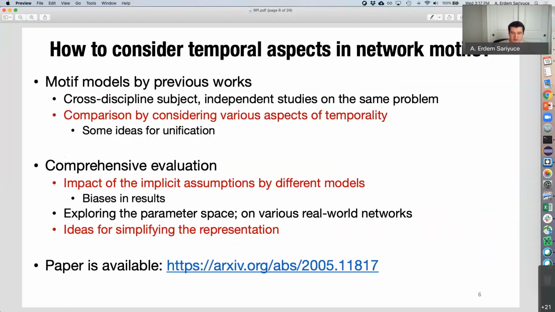In the second part, I'm going to introduce a comprehensive evaluation. One of the things we wanted to make sure of is whether the assumptions brought by a particular model in the literature introduce any biases in the motif counts. For instance, for those 36 different motifs in the 3-node 3-edge space, maybe certain assumptions amplify some motifs and mask others just because of how people have defined things. This is the first thing we check in the evaluation. We explore this large parameter space, timing parameters, inducedness considerations, etc., and we use various real-world networks. We also have a few ideas for how to simplify the representation and make it easier to talk about things, given this large parameter space.